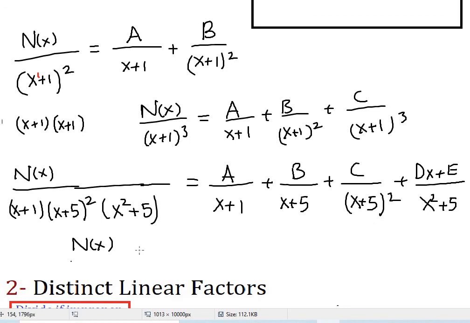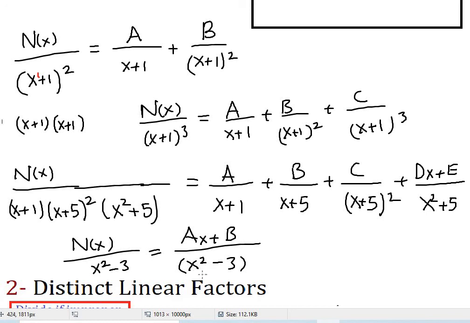If we have something like x to the second minus 3, this is a quadratic denominator, so we have to use a linear numerator. We keep the denominator as it is, or the factor as it is, and for the numerator we use some ax plus b. Because this is quadratic, the numerator has to be 1 degree less than that, which is linear.